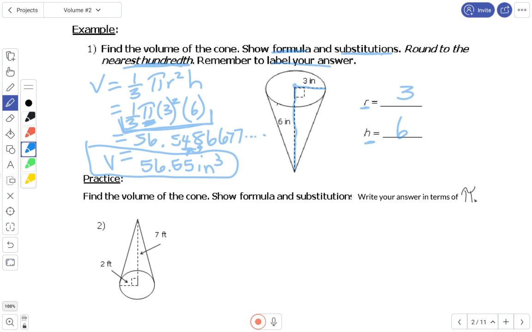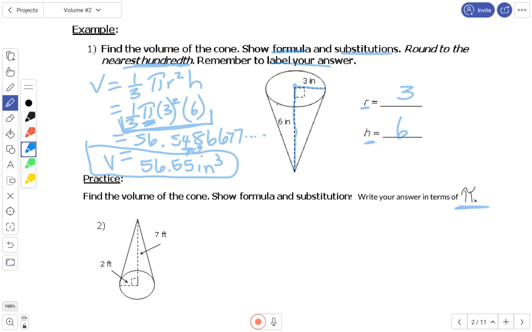All right. Let's look at the next one. This one, the directions are saying to write your answer in terms of pi. So this time, I'm going to go through all the same steps as I did in the previous example, but I am going to leave it in terms of pi. So I am not going to hit that pi key when I input all my information into the calculator.